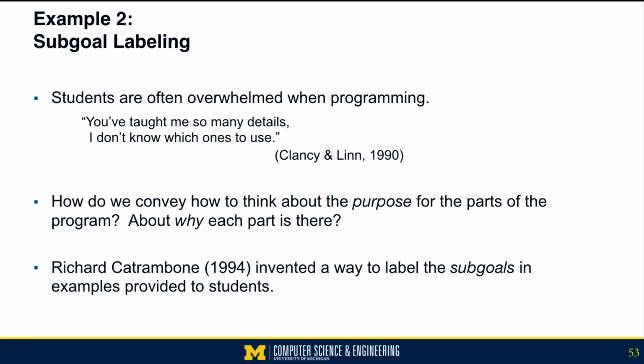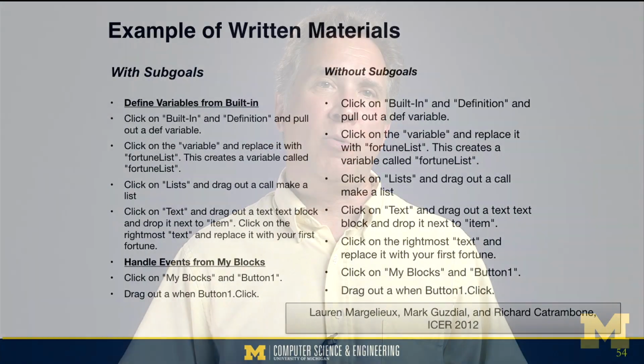So how do we convey to students what the purpose for the different parts of the program are? Richard Catrambone, a colleague of mine at Georgia Tech, invented a way to label the subgoals in the examples provided to students. This work has been done in statistics and in chemistry, but nobody had really tried before to say the subgoal labeling that works really well in these other subjects. How well does it work in computer science? Can we use subgoal labeling to help students understand better how programs work, why the parts are there, to help them to be able to transfer their knowledge of programming?